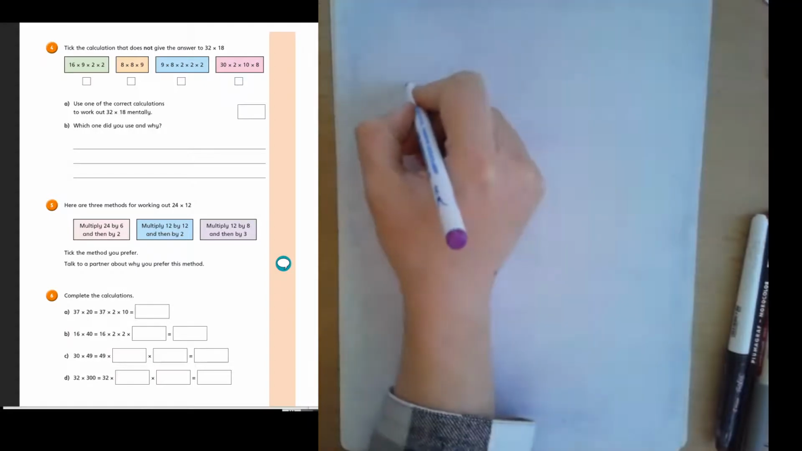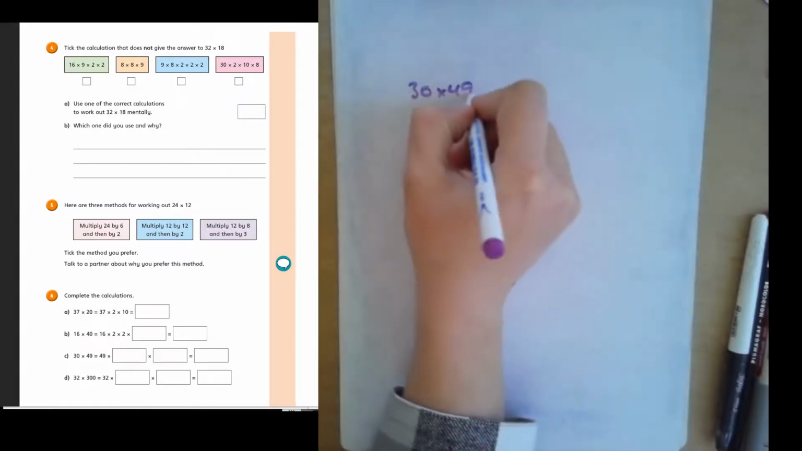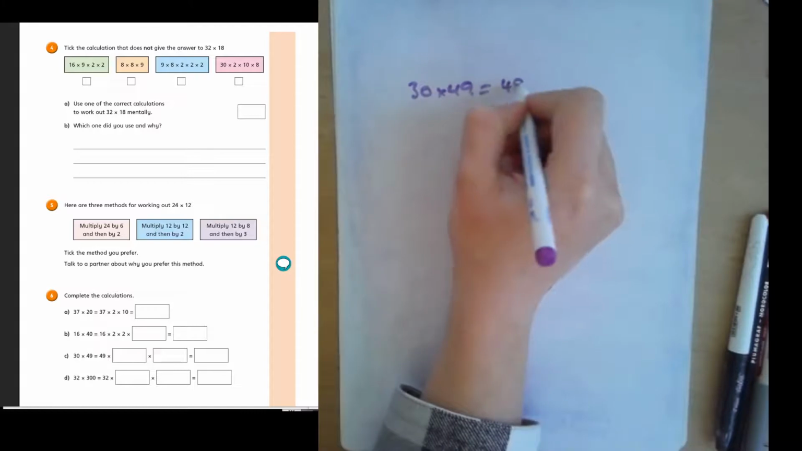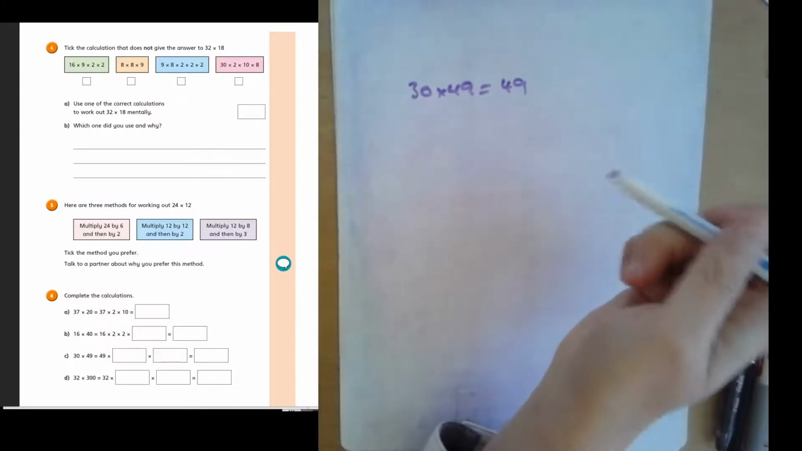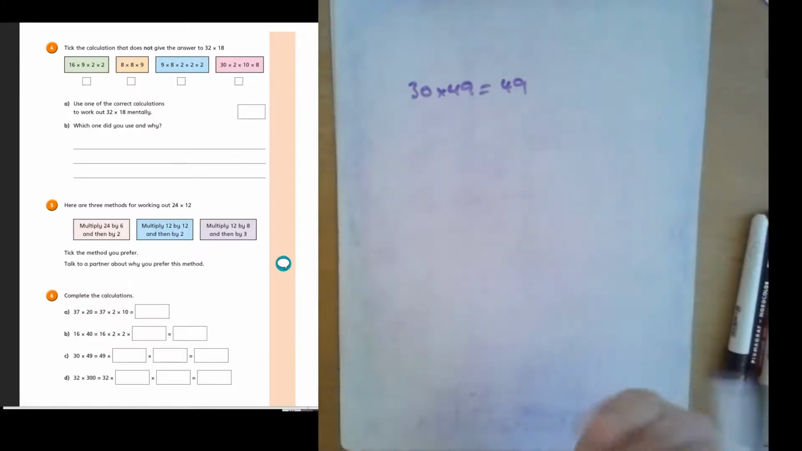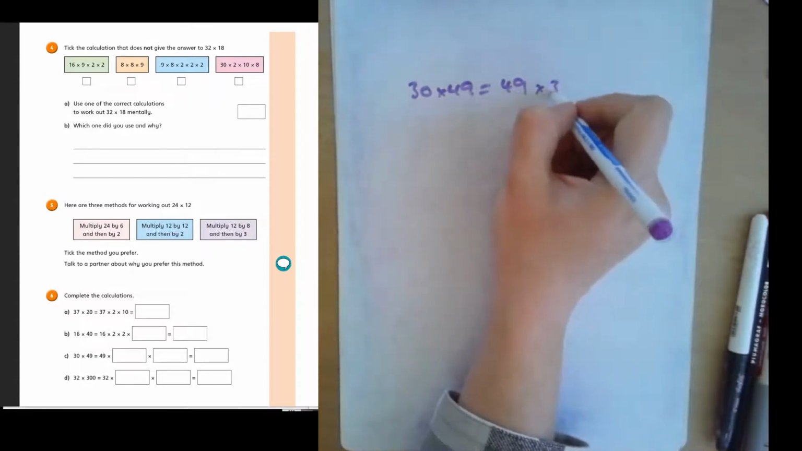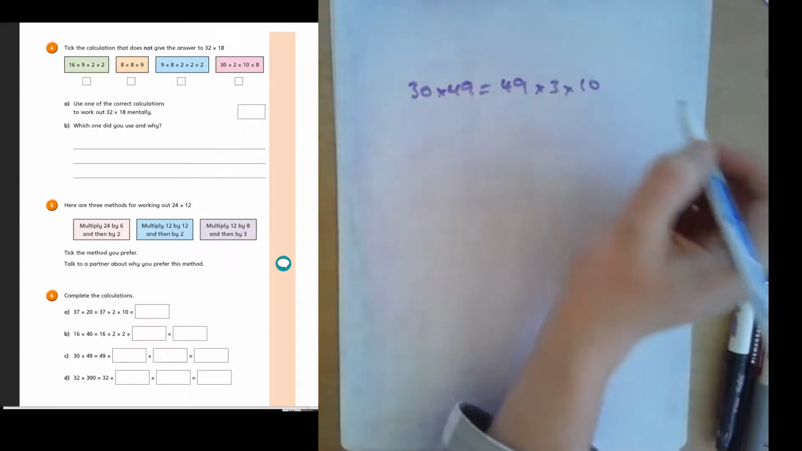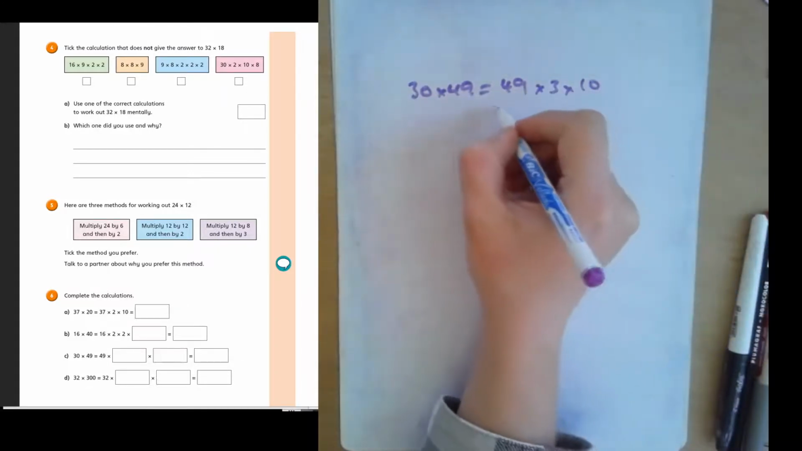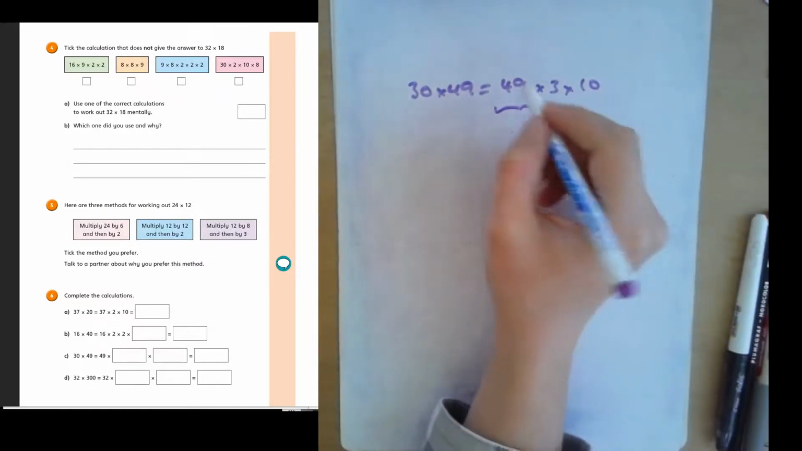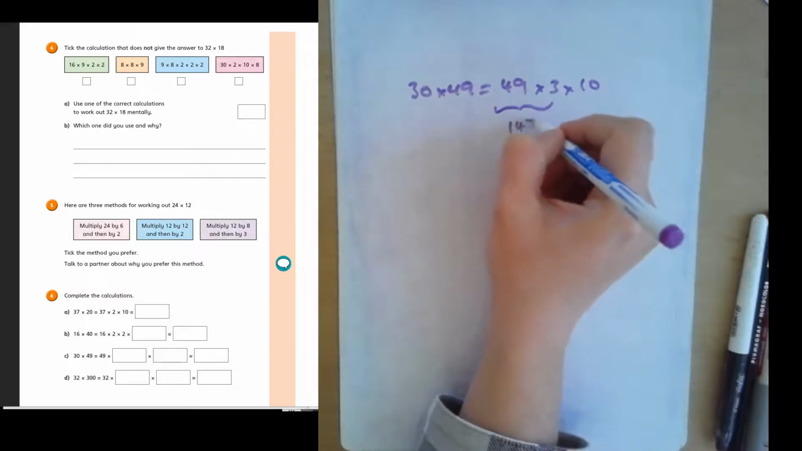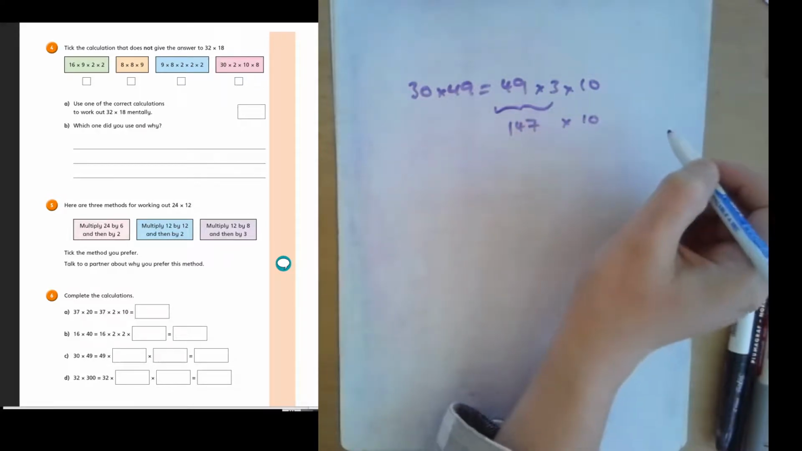Okay, next one. So for C, I've got 30 times 49 is the same as 49, and then they've got 2 other boxes. So it's that 30. I need to break that 30 down. What would I do with that 30? Well, I would say I'm going to times it by 3, then I'm going to times it by 10. Okay? So 49 times 3 is 147.